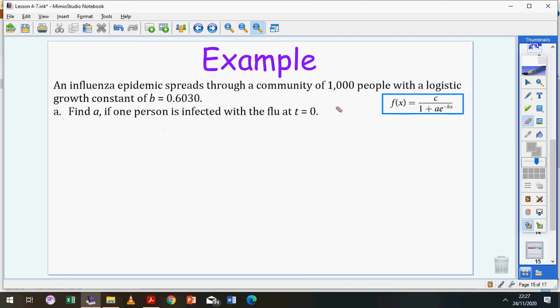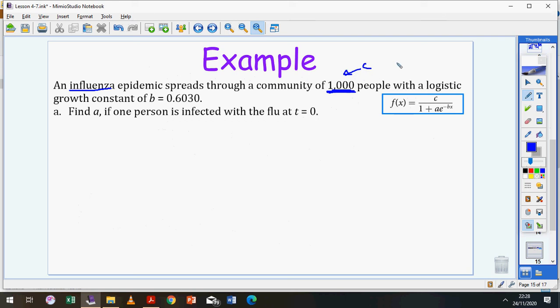An influenza epidemic, so think COVID-19 epidemic, spread through a community of 1,000 people. Now, this 1,000 people immediately tells you that this influenza cannot infect more than 1,000 people in this community, because this community only has 1,000 people. So this is your carrying capacity, or your upper bound, or your limiting value.